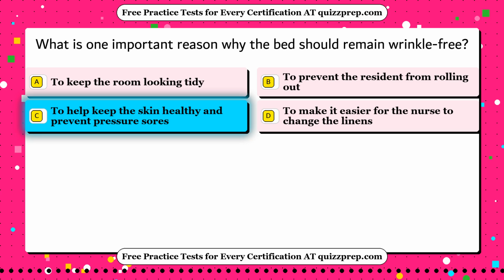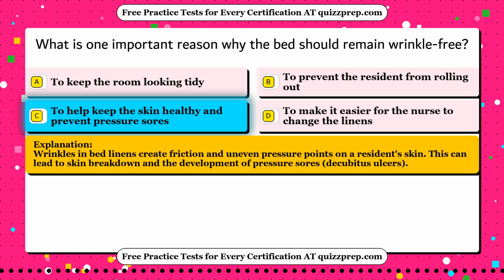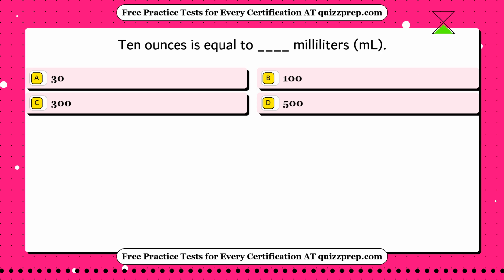The correct answer is option C, to help keep the skin healthy and prevent pressure sores. Wrinkles in bed linens create friction and uneven pressure points on a resident's skin. This can lead to skin breakdown and the development of pressure sores, decubitus ulcers. Question 99. 10 ounces is equal to blank milliliters, ml. Option A, 30. Option B, 100. Option C, 300. Option D, 500.